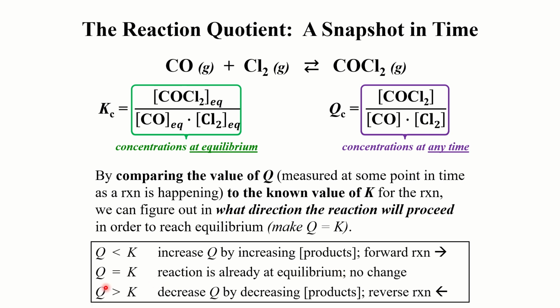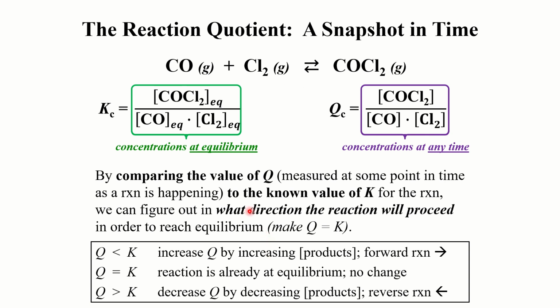And finally, if Q is greater than K. If this number right here is bigger than this number, and I want them to be the same, what do I need to do? Well, obviously, I need to make Q smaller. And if I want to make Q smaller, I either need to make the number on top smaller or make the numbers on the bottom bigger. So to decrease Q, I need to decrease the concentration of the products and increase the concentration of the reactants, which means the reverse reaction would be favored.